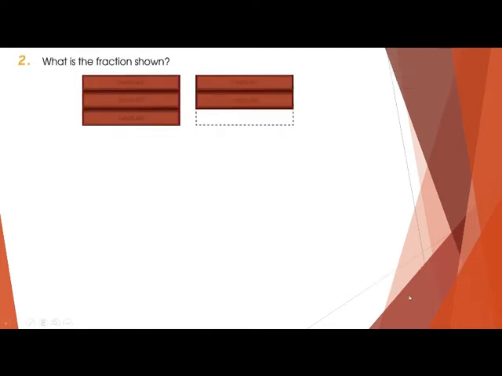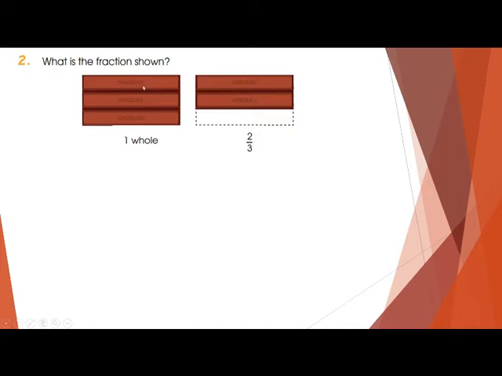Let's have an example. Question number 2. What is the fraction shown? How many bars are there? It looks like a Kit Kat, you know. How many Kit Kat bars look like this? It's 1, 2 and 3. And how many are missing? 1 is missing, so we can say that it's a 2, like this.